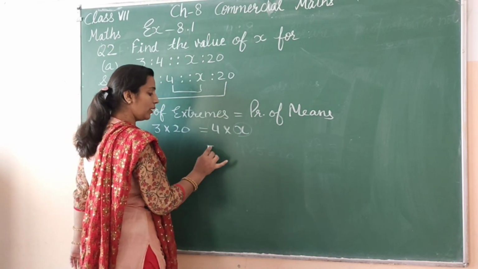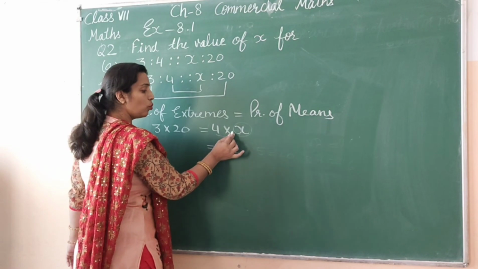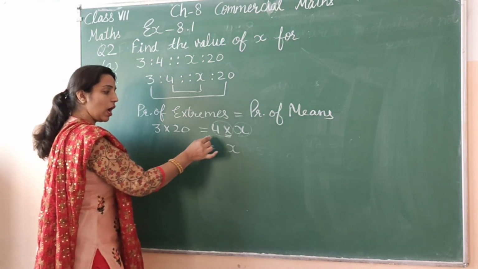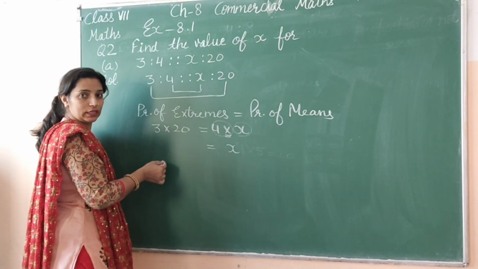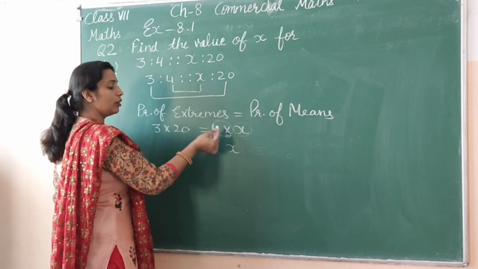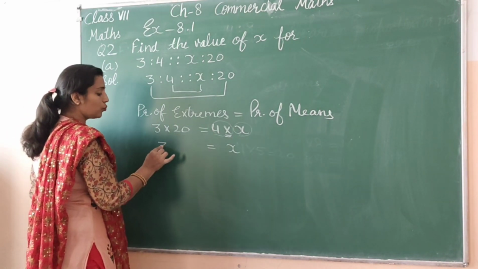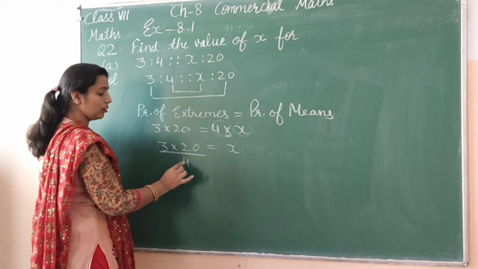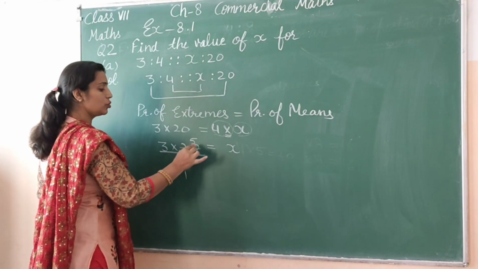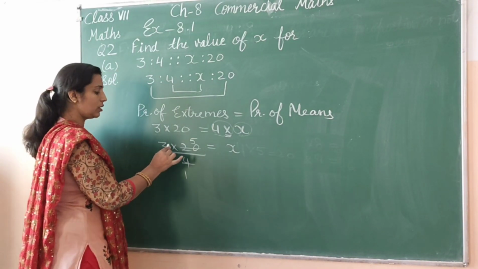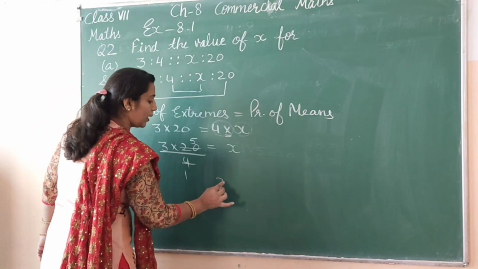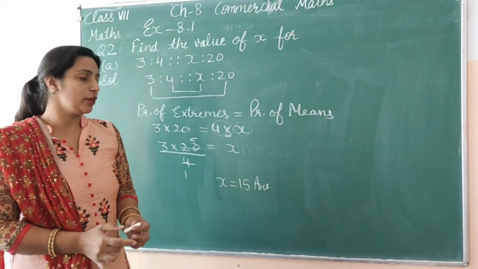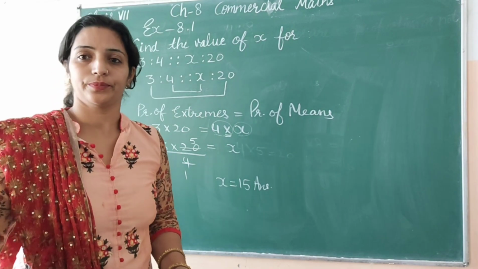We have to find the value of x, so x will stay here only. This side we will move 4 to that side. 4 is in multiplication with x. After changing side, 4 will be in division. Now 3 multiply 20 divided by 4. Now cut. 4 ones are 4, 4 fives are 20. What is left in the numerator? 3 multiply 5, that is 15. So x is equal to 15, answer. In this way you will do the other parts. Okay.